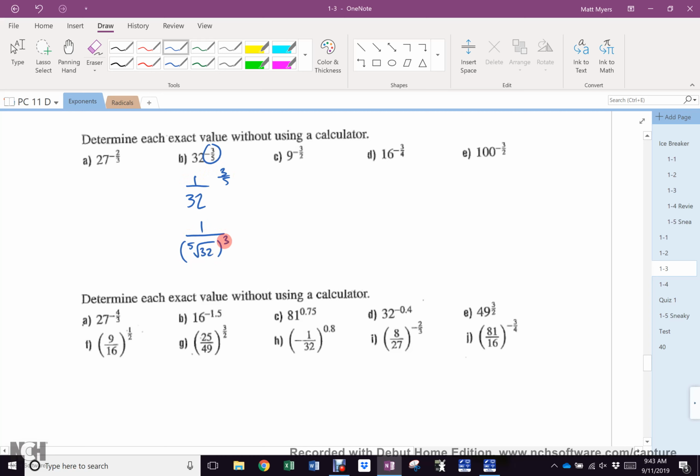The 5th root of 32 is 2. 2 cubed is 8. So this is 1/8, because that is 2 cubed. Yeah?